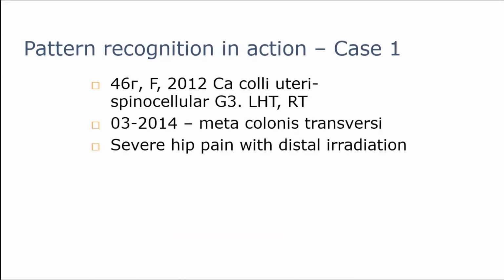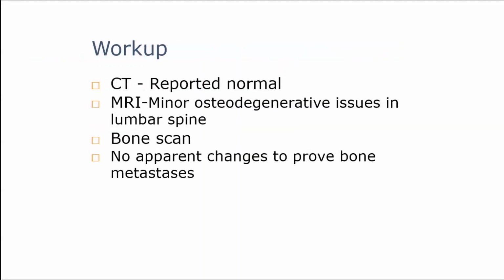So, some practice then. A patient with cervical cancer, squamous cell, G3, operated 2012, and in 2014 operated again for peritoneal metastasis. Three months later, the patient has a severe hip pain with distal irradiation. What should we do here? We should do a CT scan. The CT scan was reported to be normal. Then we did an MRI scan, which reported some minor osteodegenerative issues in the lumbar spine. We did a bone scan, which was negative. And of course, what's to do next is FDG PET.